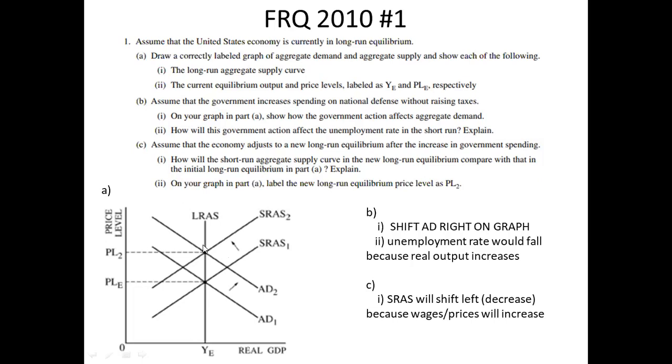So what happens? Short-run aggregate supply goes back. We are back at equilibrium. We draw that on our graph. Okay, so this graph right here shows everything you should have done for A1 and 2, B1 and C2, B2 and C1 should have been written out.